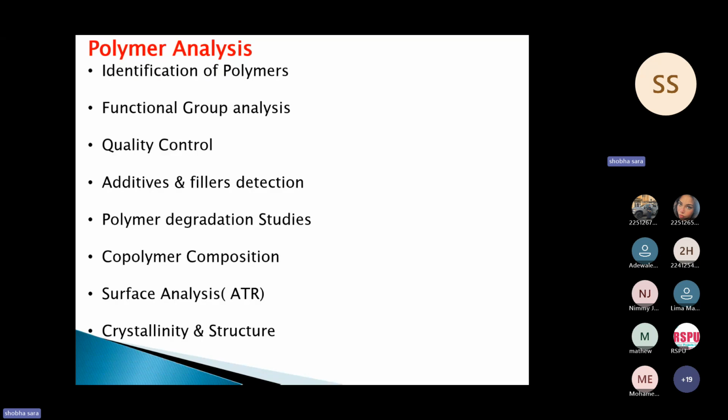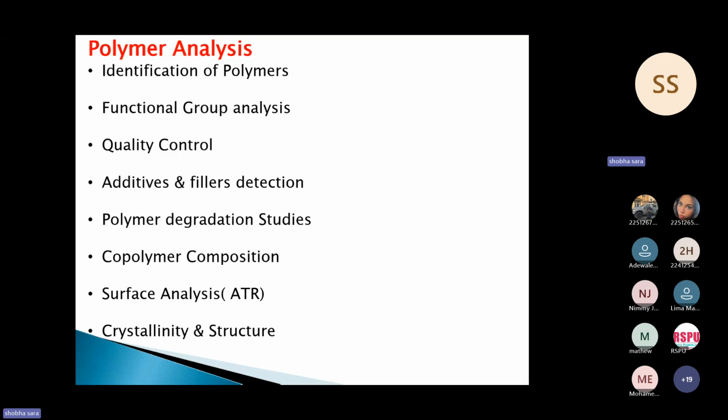Then polymer analysis. The first one is the identification of polymers. When you get a polymer, with the help of FTIR spectroscopy, we can identify what kind of polymer it is. Because if it has a strong CH stretching vibration, we can say it is polyethylene. If it has a strong absorption for the C-Cl bond, we can say it is polyvinyl chloride. And if an aromatic ring is there, we can say it is polystyrene.